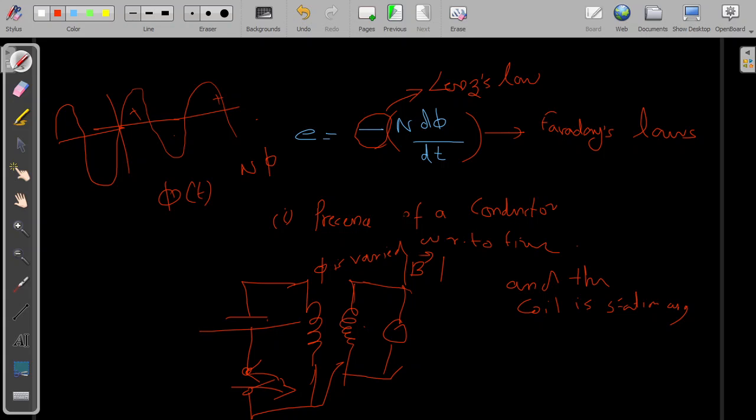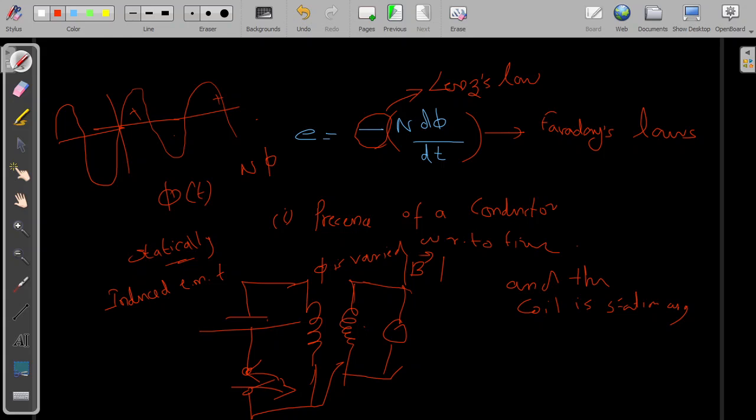This type of induced EMF is known as statically induced EMF, where the conductor is stationary, is at rest, that is static, and the flux linkage associated with the conductor is changing with respect to time. That is the definition of statically induced EMF.